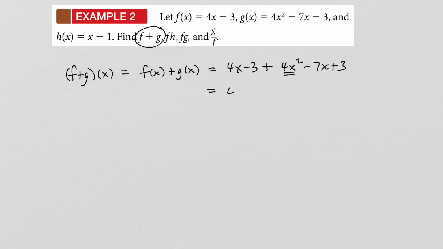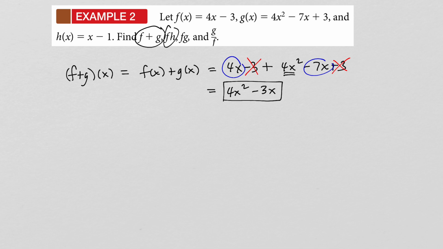Combining like terms, I'll go ahead and put the 4x squared first. And then we have positive 4x and negative 7x, which is negative 3x. And finally, positive 3 and negative 3 here cancel out. And we end up just getting this here.